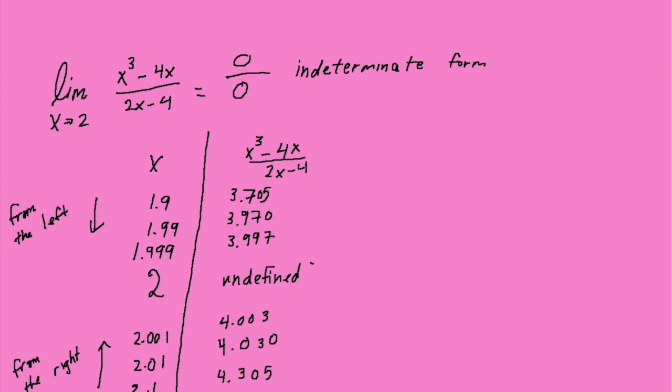The same thing's happening as you're coming in from the right side. You plug in 2.1, you get 4.3, 2.01, 4.03, 2.001, 4.003, and from the right side, it's also coming in closer and closer to 4. And like I said, if you put in just an estimate, maybe we put in 2.0001, it's even closer, like 4.001 or something like that. And so we can probably reasonably assume that the limit as x approaches 2 of this function, x cubed minus 4x over 2x minus 4, is equal to 4.